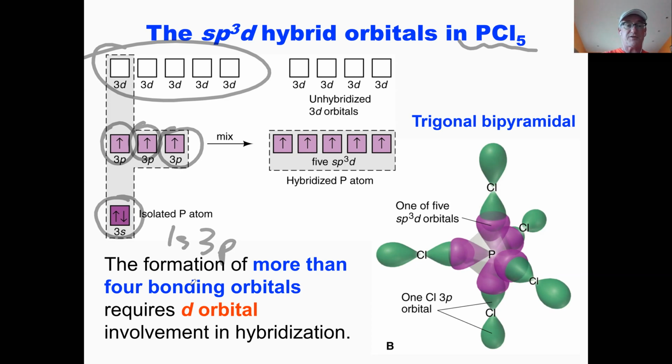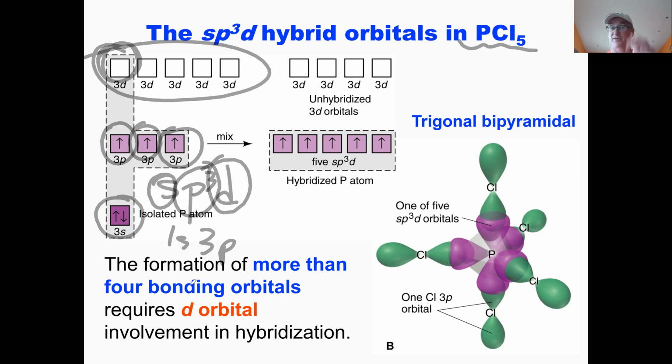So we mix 1s and we mix 3 p's and we take one of these d's for a total of 5 new orbitals, all the same energy. And so you see we call this sp3d, and we put 1 electron in each one. So we have 5 bonding electrons, 5 valence electrons. We have 5 sp3d orbitals, and we put them all there.